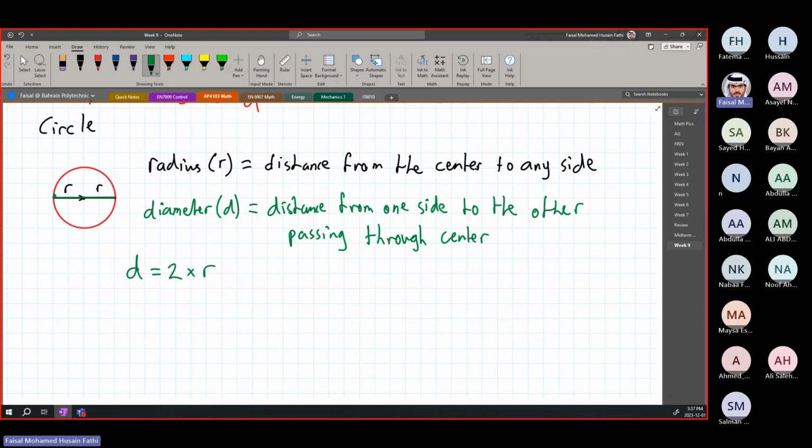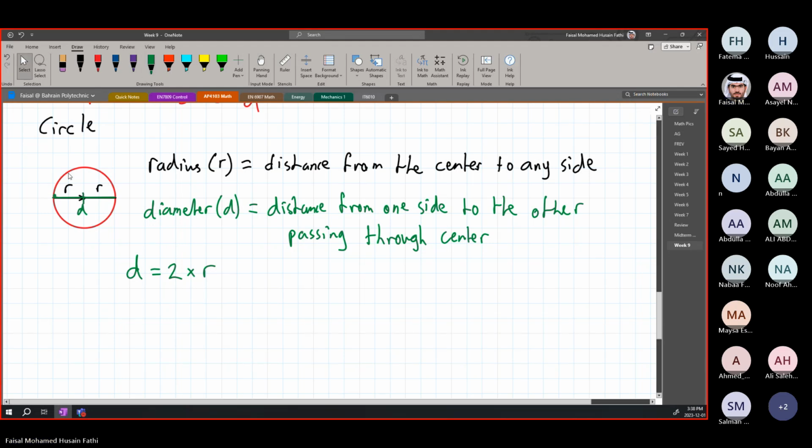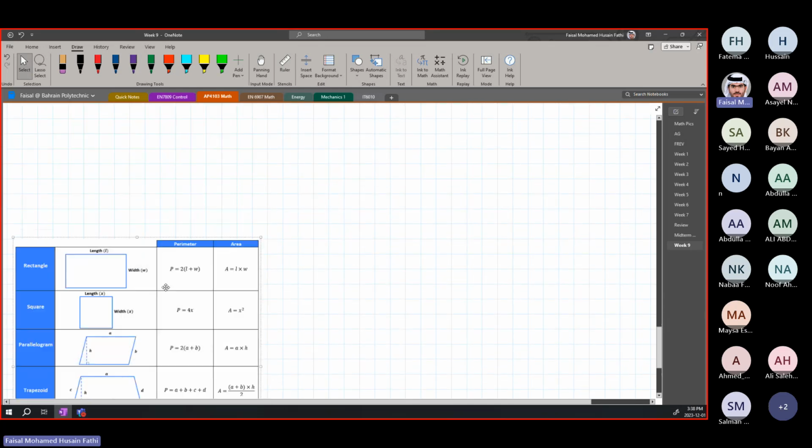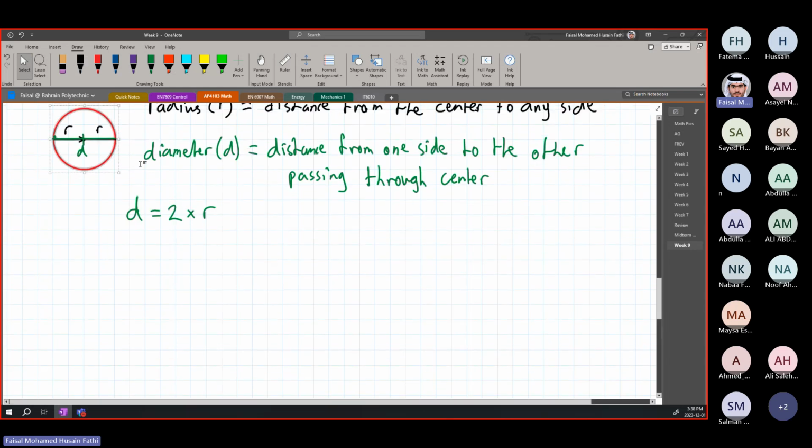Logically, because the radius is from the center to the side, and they're all equal. From the center to any side, the radius is always equal. So the distance from one side to the other that passes through the center will be the diameter, which is equal to 2 times the radius. These are basic concepts you need to know about a circle before we move on to the perimeter. Okay? Now, if we go a bit further into the perimeter, the perimeter of this circle.